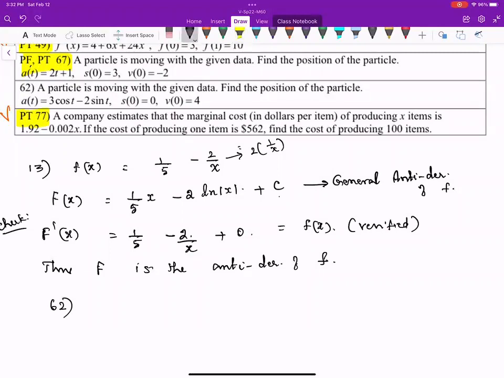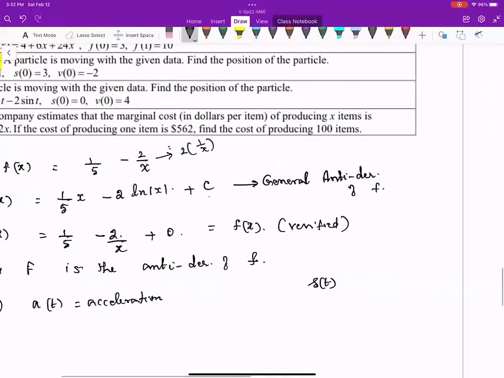So let's start off with A of t. A of t stands for the acceleration. So in a particle motion, you know that position, when it is differentiated, you get the velocity, which is s prime t. When you differentiate the velocity, you get A of t, acceleration. So this direction is derivative.